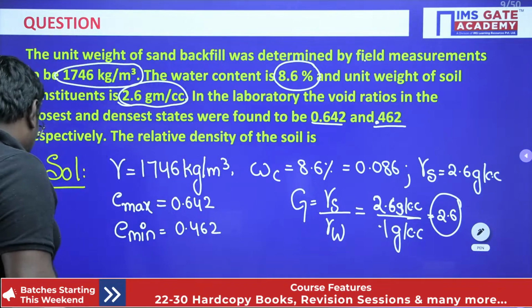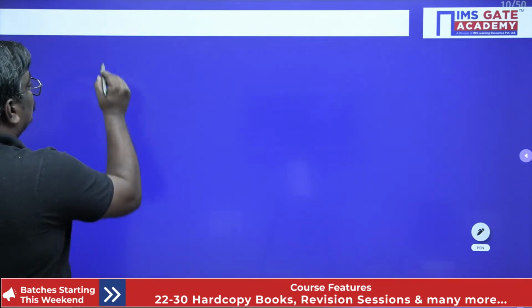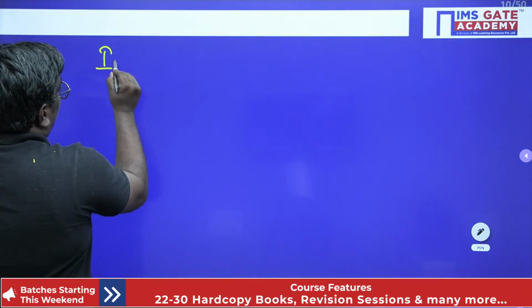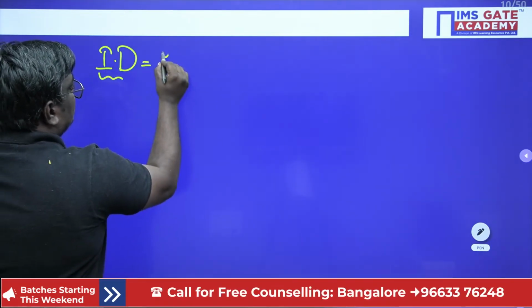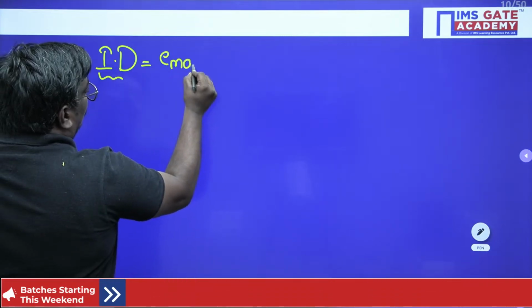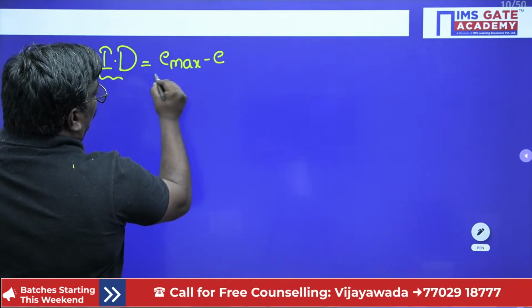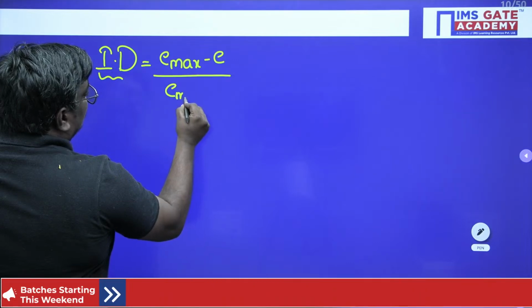So here they have asked what is the relative density. When I talk about the relative density formula, relative density is also known as density index. It is given by the formula (e max minus e) upon (e max minus e min).